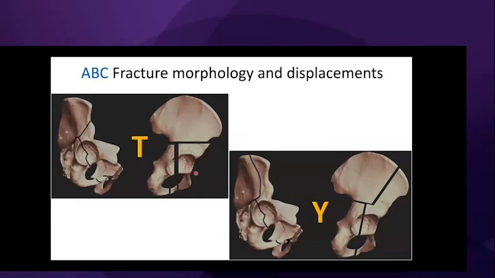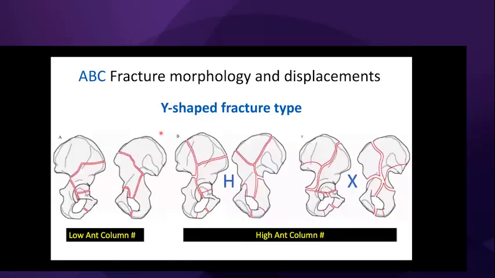You will notice that the articular surface of the acetabulum in both types is not connected to the axial skeleton, represented by the sacroiliac joint. The Y type of the associated both column fracture has a low anterior column fracture and a high anterior column fracture. In the low anterior column fracture, the fracture line is between the anterior superior iliac spine and the iliopubic eminence, and the high anterior column has an H shape. A very rare one is the X type, with a fracture line passing through the sacroiliac joint itself.